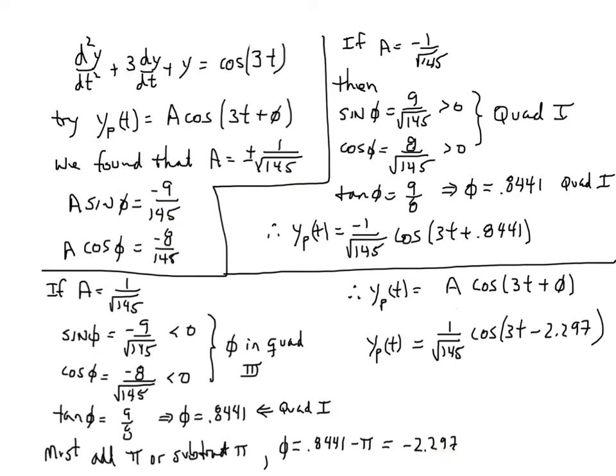And putting it all together, here's the form we're trying. A, we said, was a positive 1 over the square root of 145. Phi, we found out to be this negative number, but since the form is 3t plus phi, we get this, which is identical to what we had in Part A. This is one of our solutions.